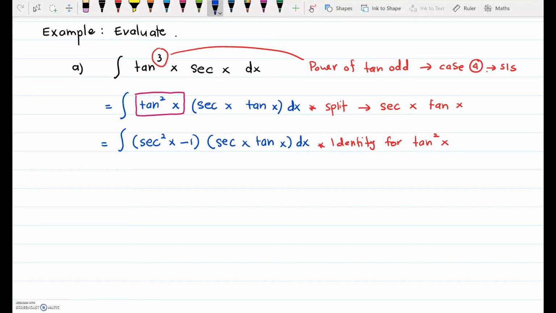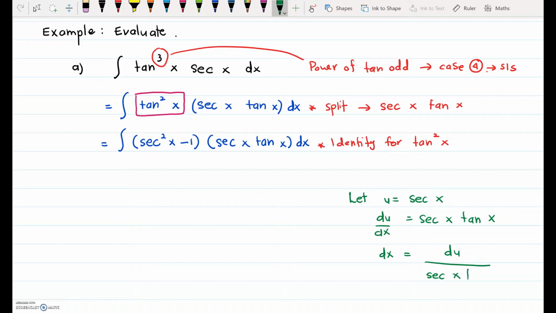Next, we will use u-substitution. So what will be your u substitution? Let u equal secant x, du/dx will be equal to secant x tangent x, and your dx will be written as du over secant x tangent x. Okay, class? Now we will substitute in the question.